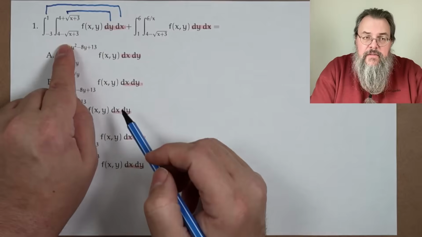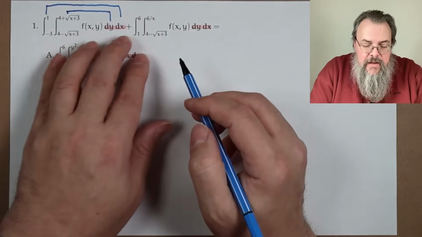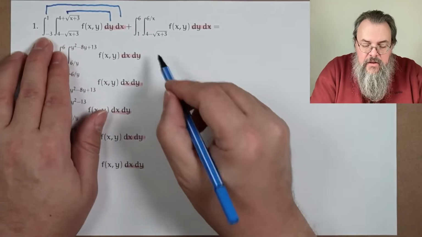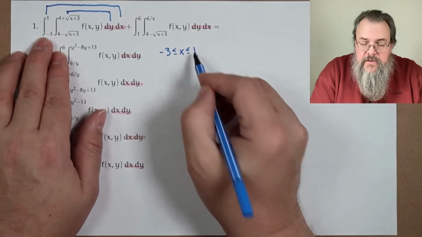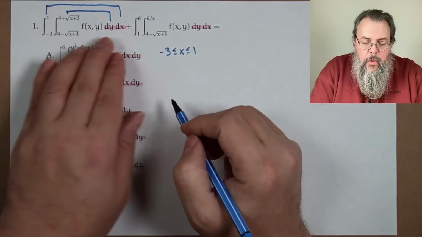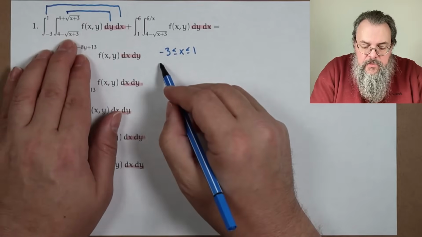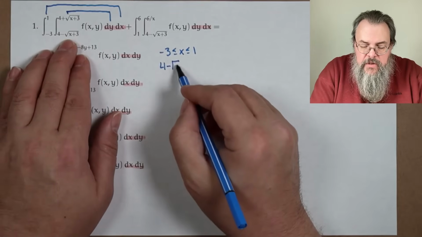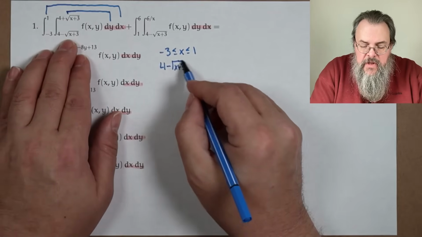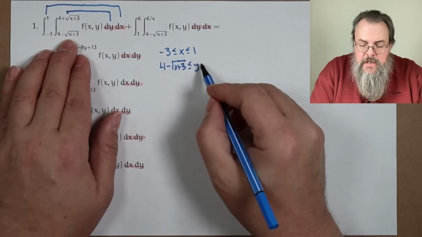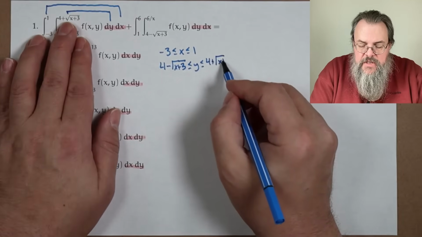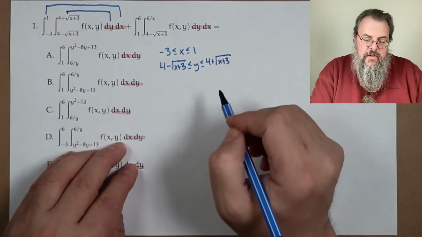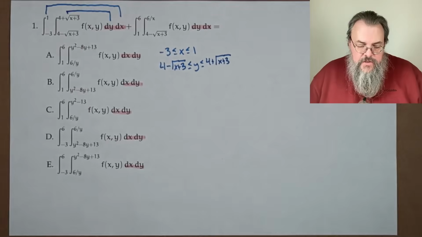So, for example, here the inner layer links with the inner bounds, and the outer layer links with the outer bounds. So we would read this as x goes from -3 up to +1, where y goes from 4 minus root x plus 3 up to 4 plus root x plus 3. All right, great. Now that's the first one.